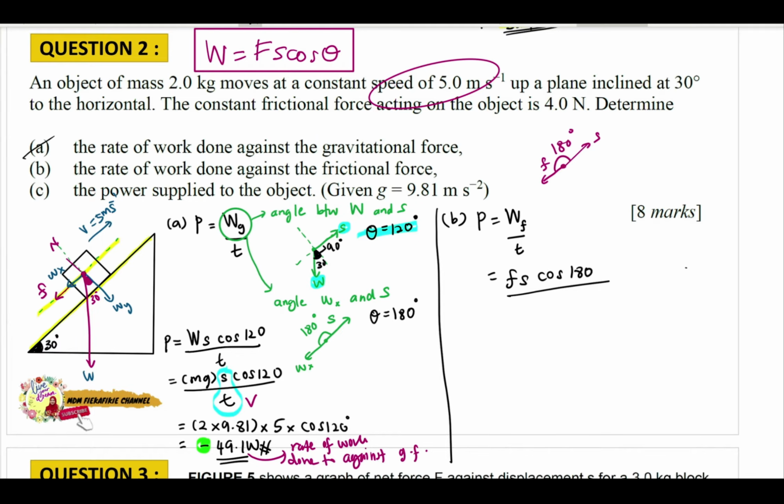Work done against the frictional force over T. Okay, sama juga, S over T is V. So P is equal to friction times V, which is equal to 4 times 5 cos 180. So the answer should be negative 20 watt. Unit jangan salah. Sama juga kita dapat power dia adalah negatif.